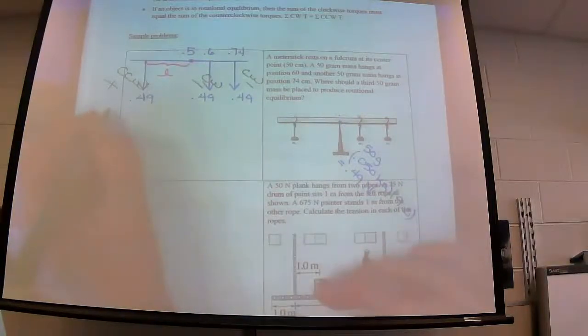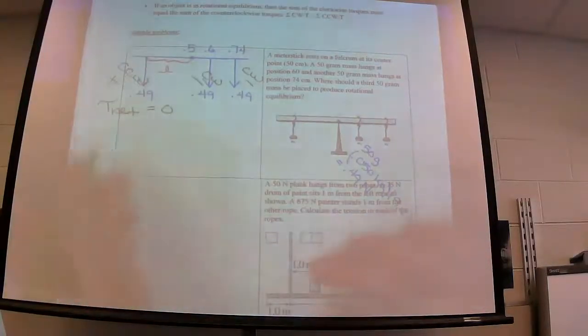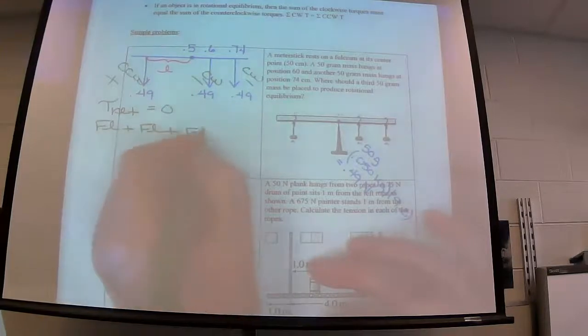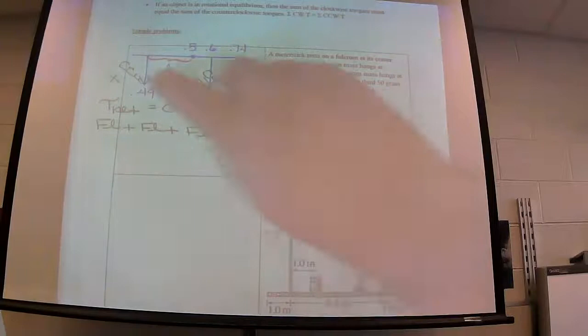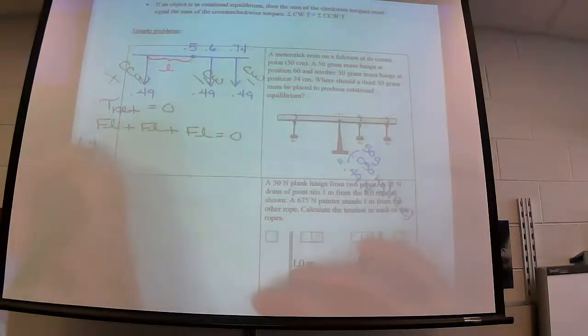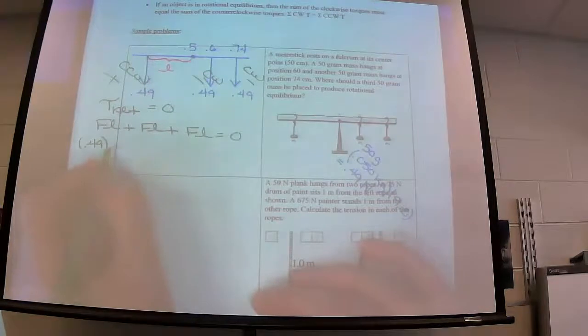So I have 3 arrows in my story. So I'm going to write down T net has to equal 0 because I want it to be in equilibrium. So I'm going to have 3 arrows, FL plus FL plus FL equals 0. I'll do the counterclockwise guy first. 0.49 L. I don't know how far he is from the pivot point, so I'm just going to call it L. That's actually what we're solving for.